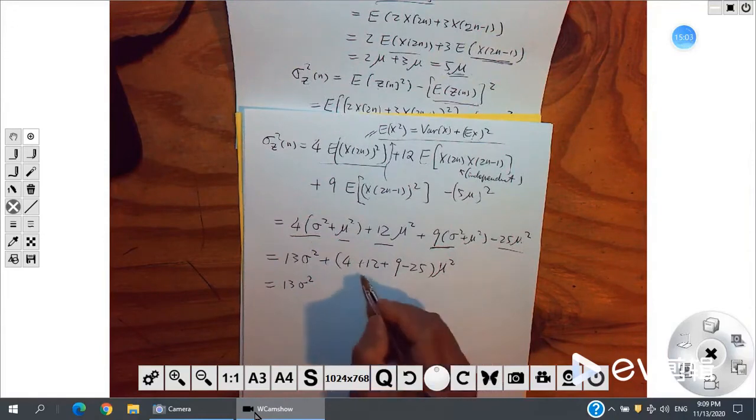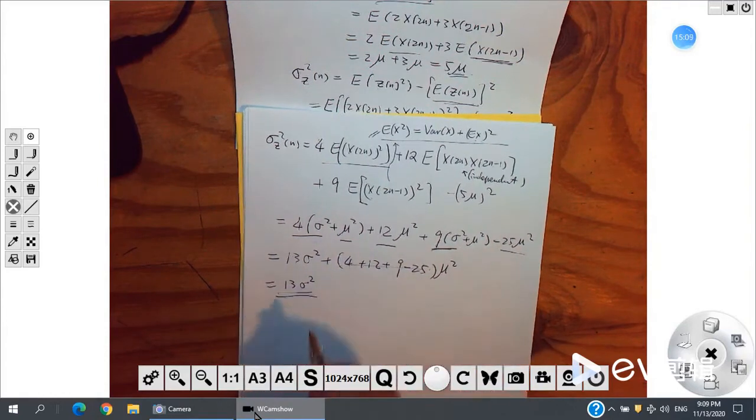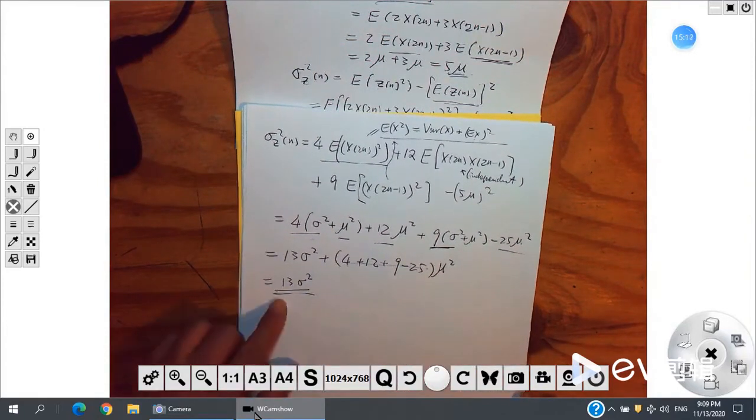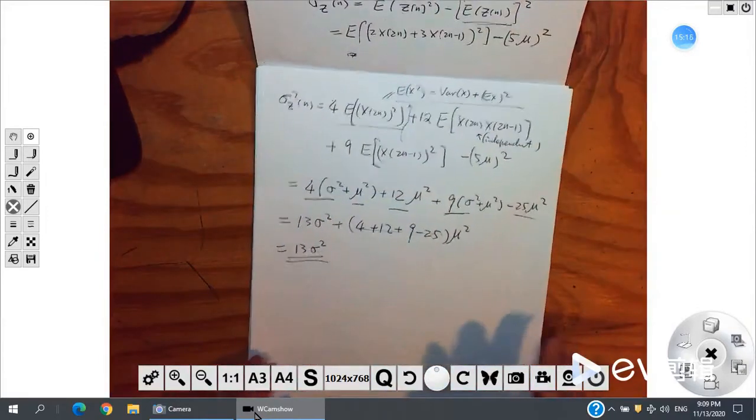This cancels, right? 16 plus 9 is 25. So this cancels, just this one. So we have the variance. The variance is just this one. All right.